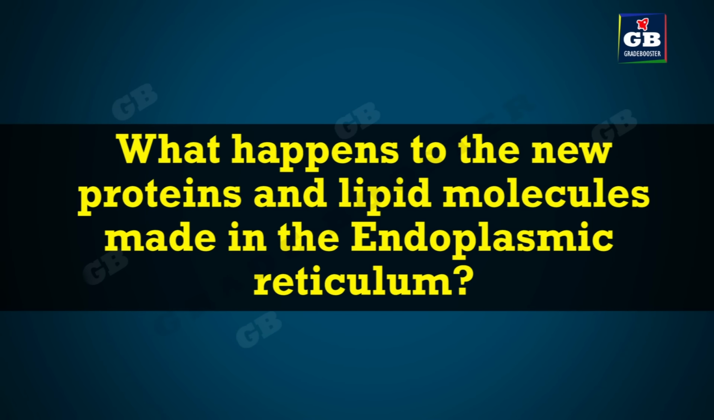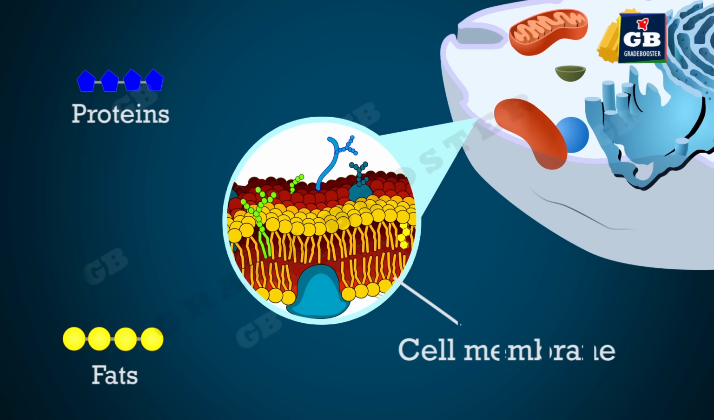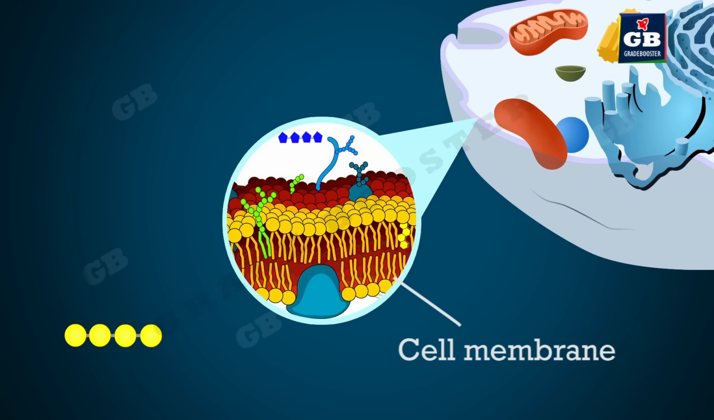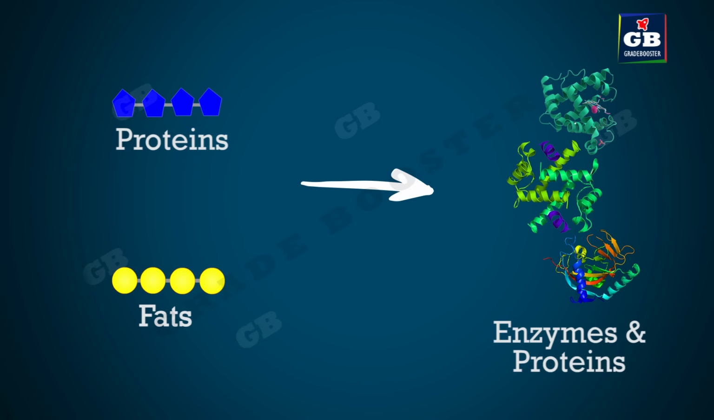What happens to the new proteins and lipid molecules made in the endoplasmic reticulum? These proteins and fats are used by cell in different ways. These materials are used to make cell membrane. We know that cell membrane is made up of proteins and lipids. So, for the formation of new cell membrane during cell division, these materials are required. Some proteins and fats are converted to enzymes and hormones and are secreted out of the cell to execute various functions.